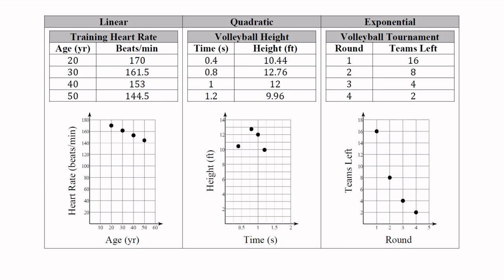For quadratic, you have a height of a volleyball as it's in the air at various points in time. And you can see that that is a little bit more quadratic looking on the graph. And then you have a volleyball tournament, which here is represented in an exponential form. And you can see that fairly clearly by the graph.